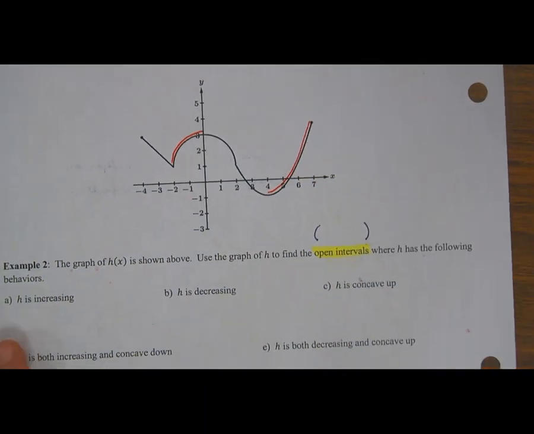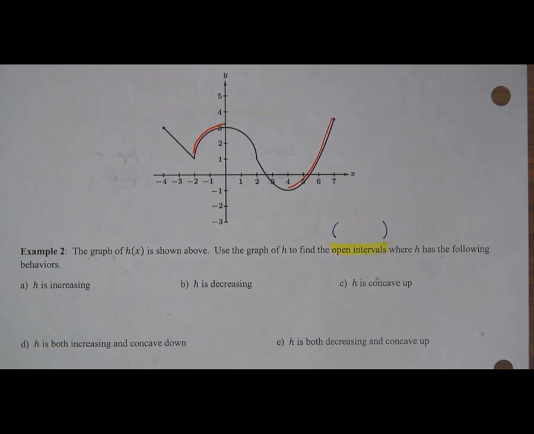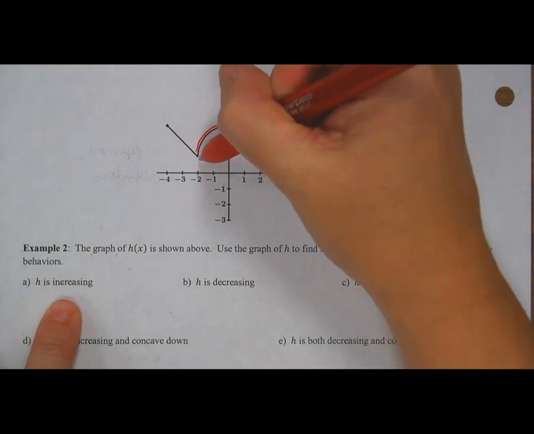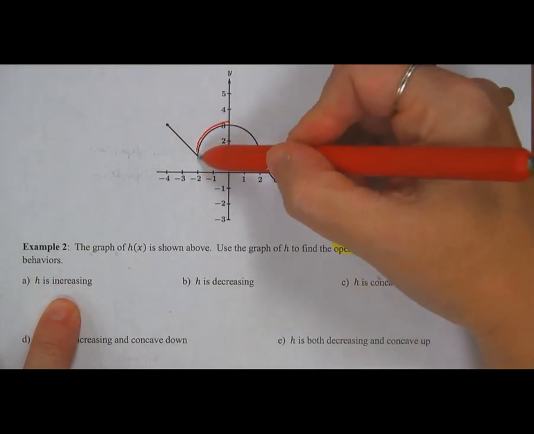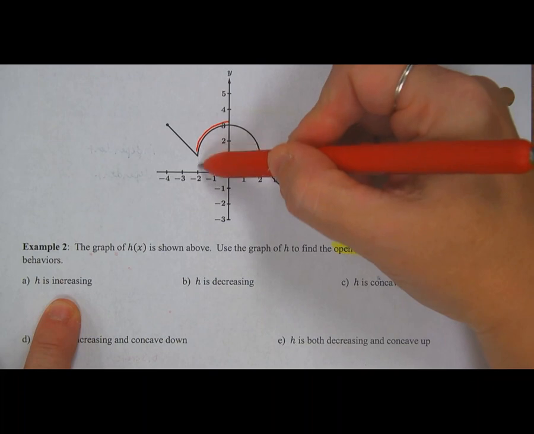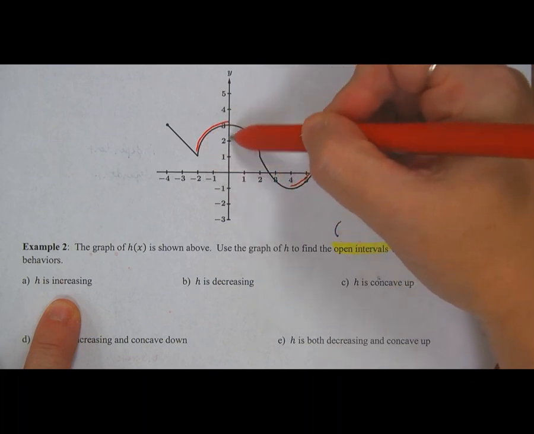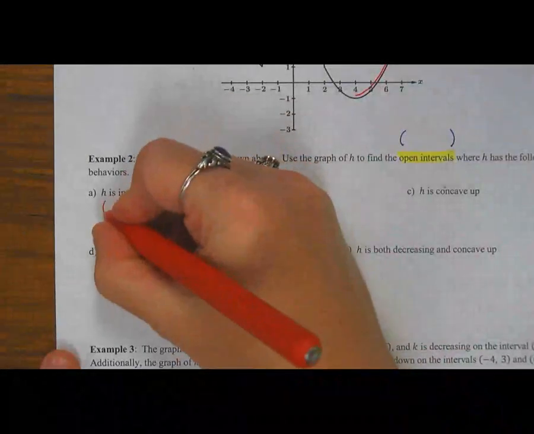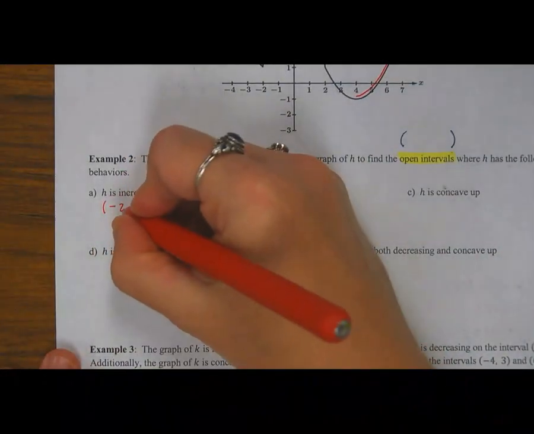So what I've drawn in red, I need to be able to write those intervals down as the answer to A. So here is how you tell me the intervals. You tell me the x values. Well, that increasing interval right there started at -2 and went all the way to, look at the x-axis, 0. So h is increasing from -2 to 0.